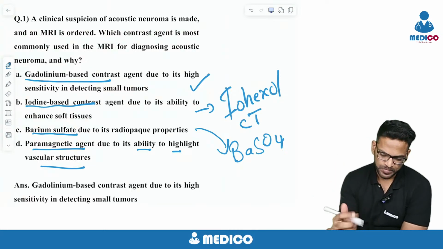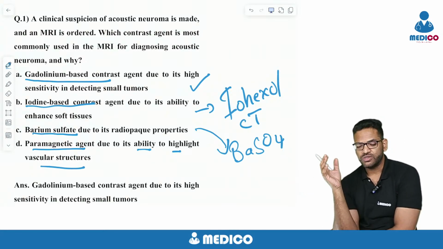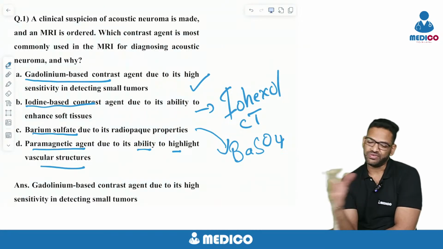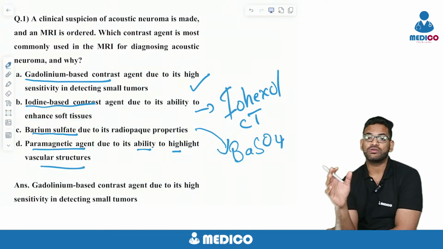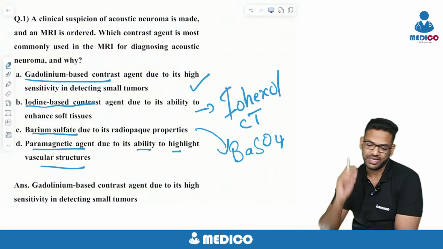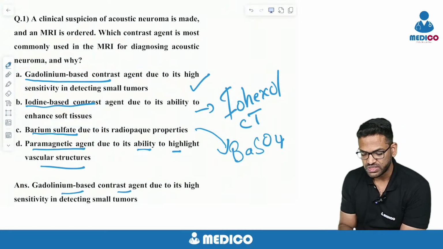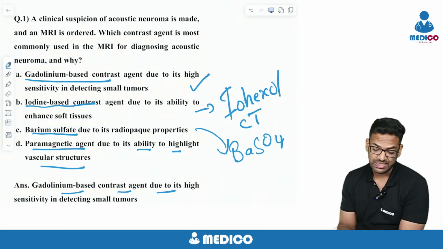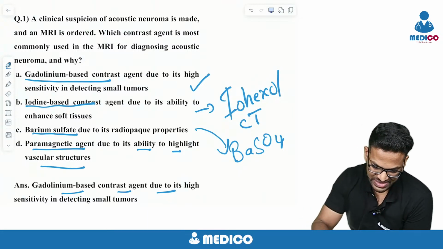Then paramagnetic agent, that is option D, due to its ability to highlight vascular structures, it's very vague compared to option A, which is gadolinium-based contrast agent. Okay, that's the correct answer. So the answer is gadolinium-based contrast agent due to its high sensitivity in detecting small tumors. So I'll show you how sensitive it is.